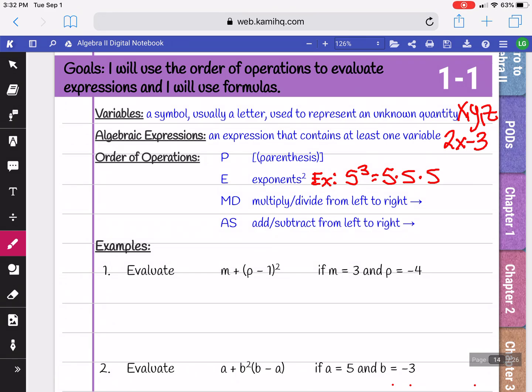Next, you would multiply and divide. I have those on the same line because you don't necessarily do multiplication first. It depends what comes in order from left to right. So for example, if you were to have 12 divided by 4 times 2, you're not going to do 4 times 2 first. You're actually going to do 12 divided by 4. So when you're multiplying and dividing, you go in order from left to right, whatever you see first. Same thing with addition and subtraction.